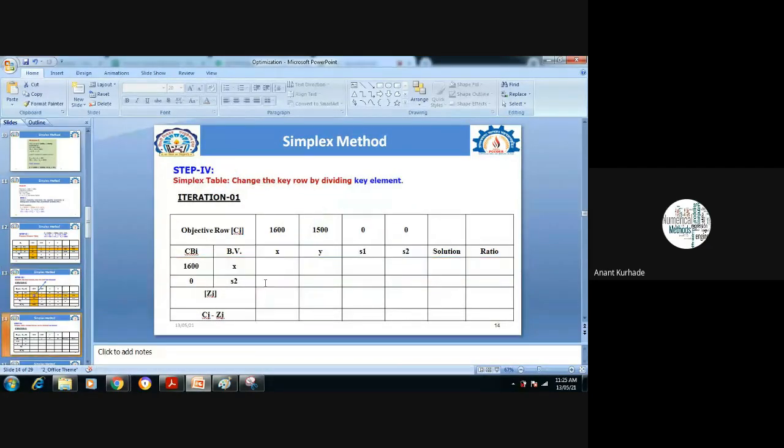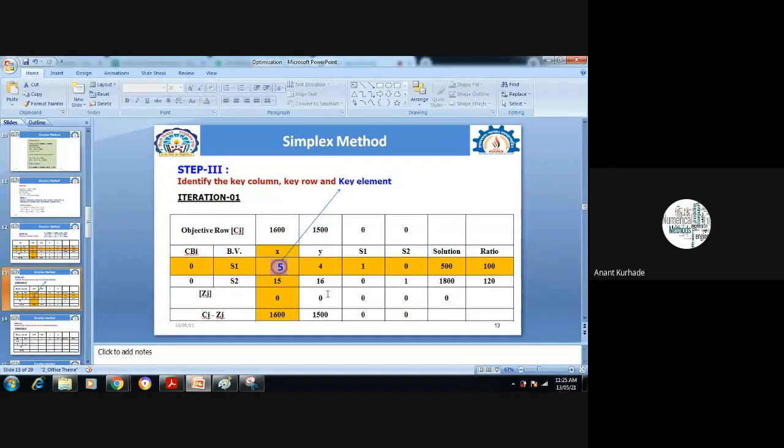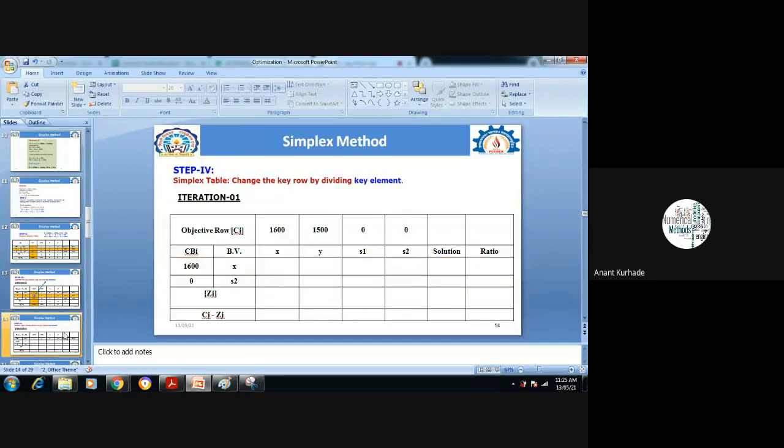So now, in the next table you cannot write as it is. You cannot write here the same 5, 4, 1, 0, 1, 600. So we have to add new values. We have to write new values here.